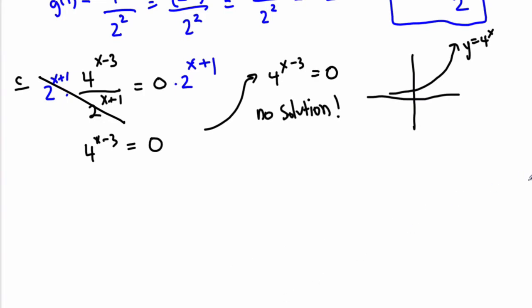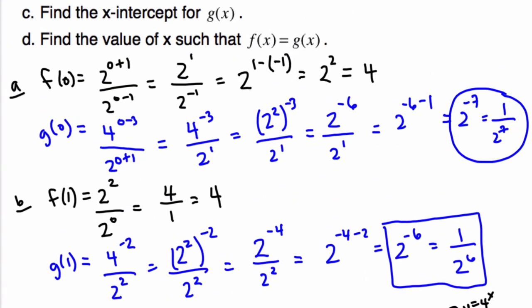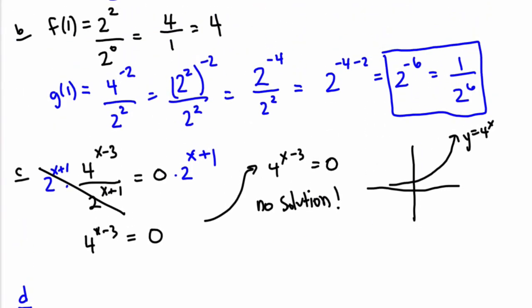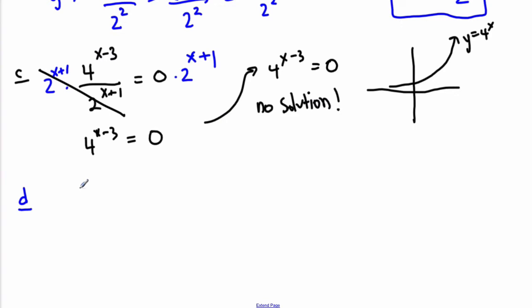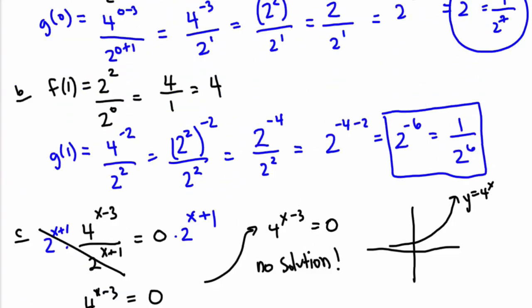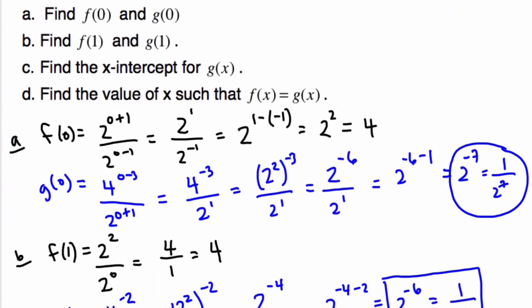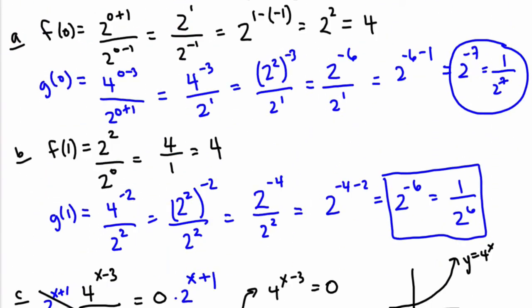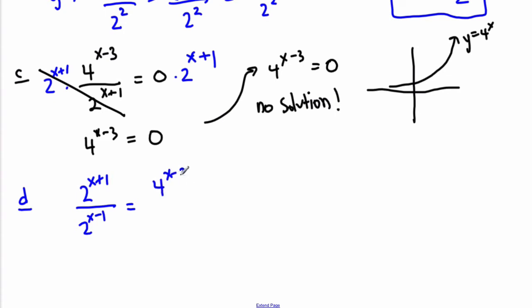Okay, and the last part. When does f of x equal g of x? Part D. Do this one in blue. So f of x is 2 to the x plus 1 over 2 to the x minus 1, equals 4 to the x minus 3 all over 2 to the x plus 1.